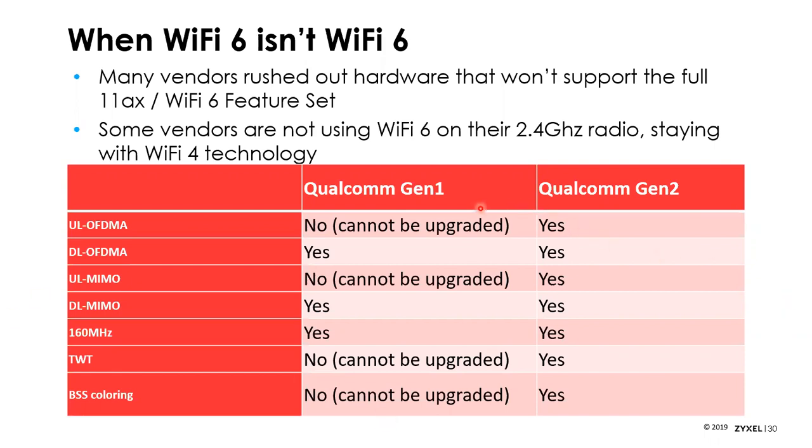So I've got a comparison here between Qualcomm Gen 1 and Qualcomm Gen 2 chips. There's actually a couple different generations of the one here. Similar things go on with Broadcom, and you can see these early Gen 1 chips are missing some important features, such as upstream OFDMA, the ability to do BSS coloring, things like that. So David's asking if the WAX 510D supports Wi-Fi 6 on both frequencies. The answer is yes. All of our APs, all of our Wi-Fi 6 products are Wi-Fi 6 on both radios.